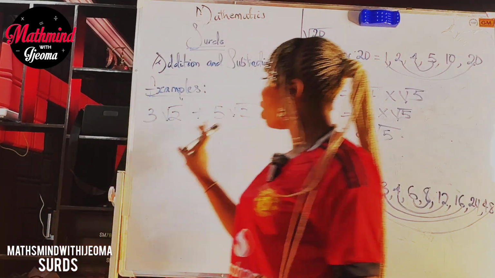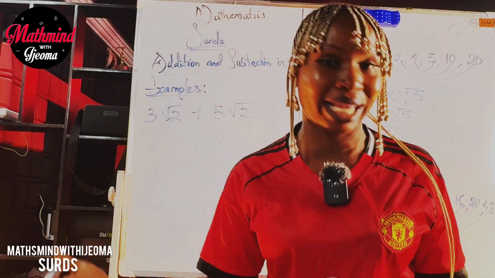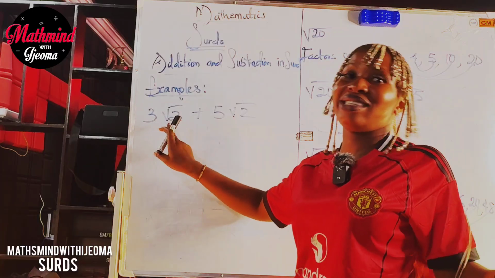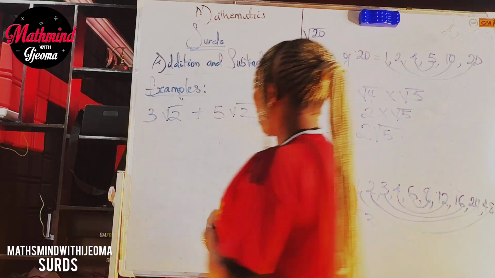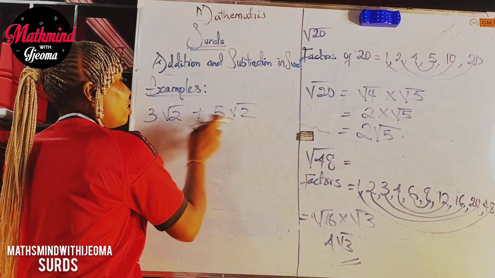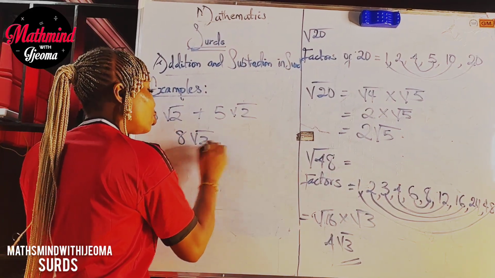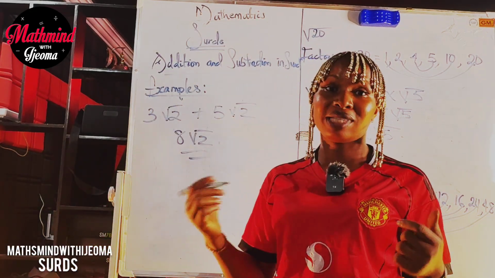Why? Because the roots, I told you, treat this root as if they are x or y. Okay? So it's just like saying 3x plus 5x. So it means adding the 3 and 5. 3 plus 5 is 8. 8 root 2. It's as simple as that. That is because they have the same surd.